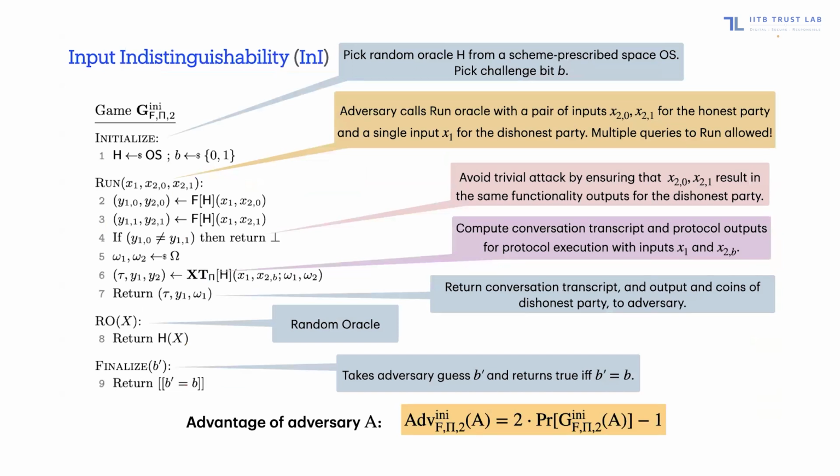Formally, it looks something like this. I wouldn't go into the details of this specifically, but something that I would like to point out is that we explicitly have the random oracle present in our definition, and the random function that it uses is initialized by the game, which is picked from a random oracle space, which is defined by the functionality.